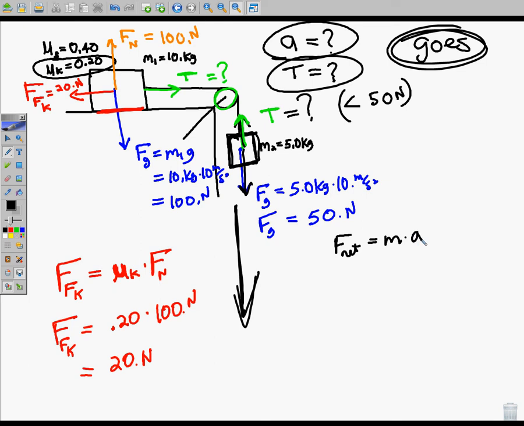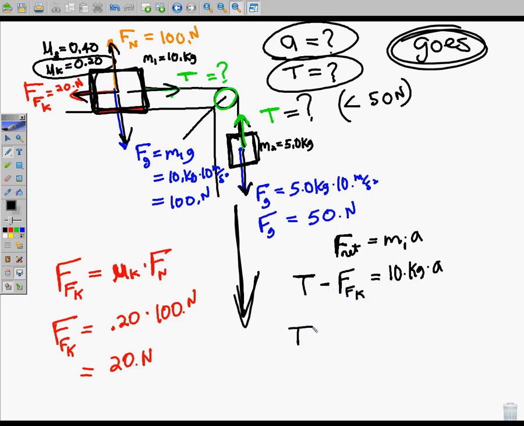So if we go to our M1, this object over here, we know M1 is 10 kilograms. We don't know the acceleration. And what's going to be an expression for the net force for this guy right here? We know that the weight force and the normal force cancel each other out, but we're left with the tension force and the force of kinetic friction. T minus F_fk. And we know what F_fk is, so this is going to be T minus 20 newtons equals 10 kilograms times a.